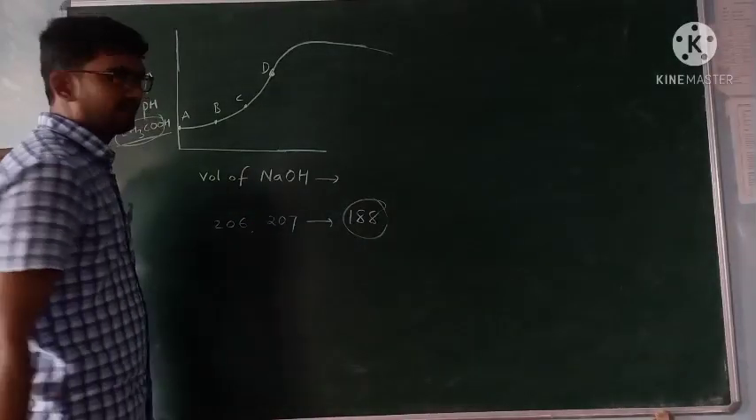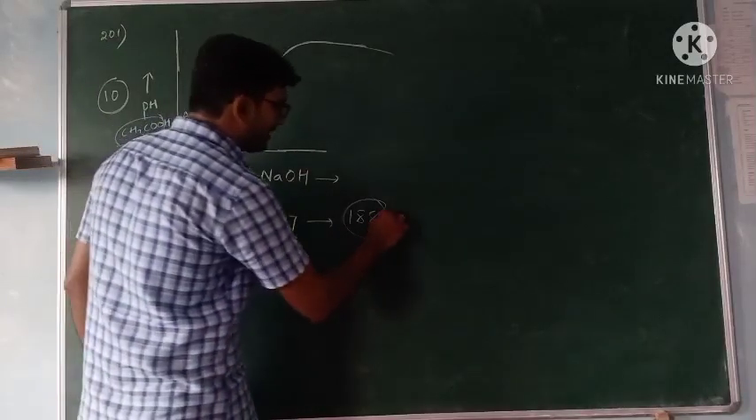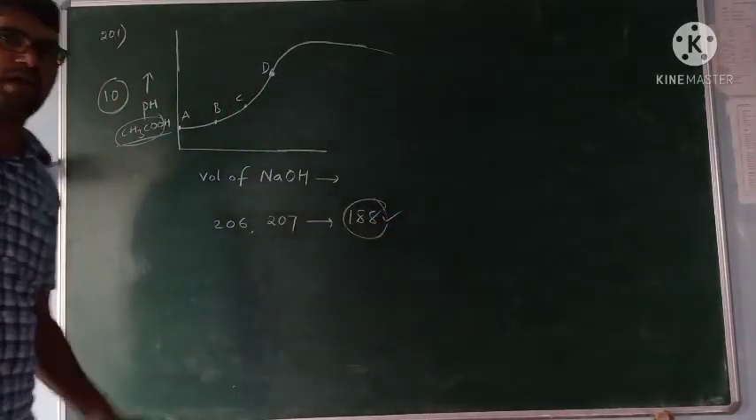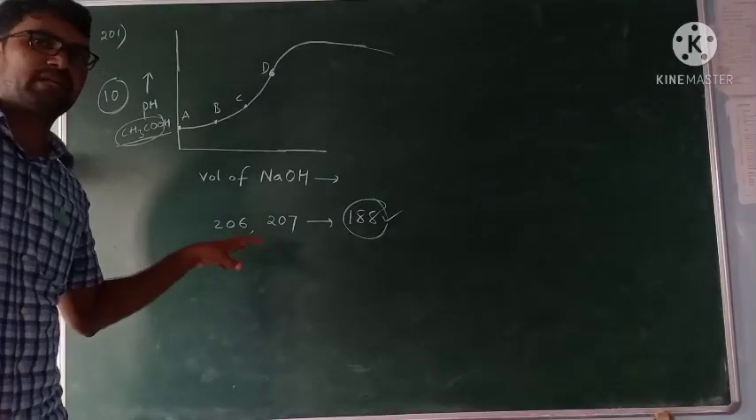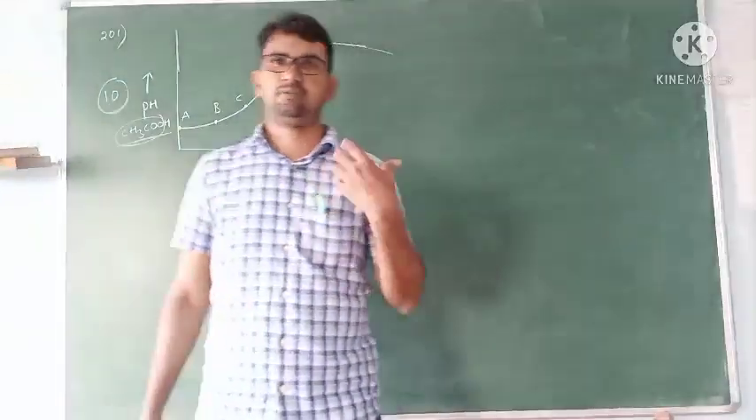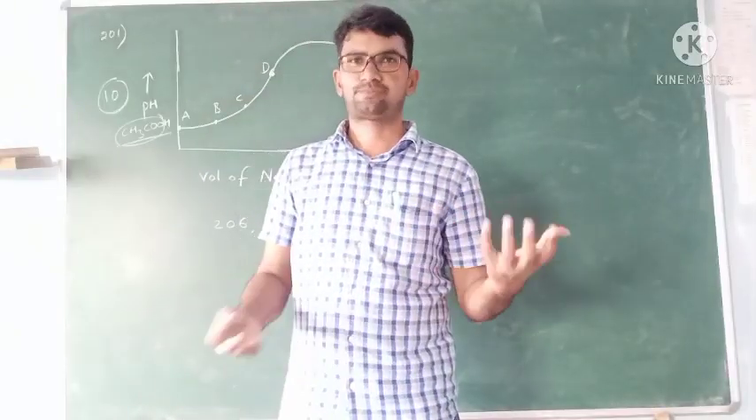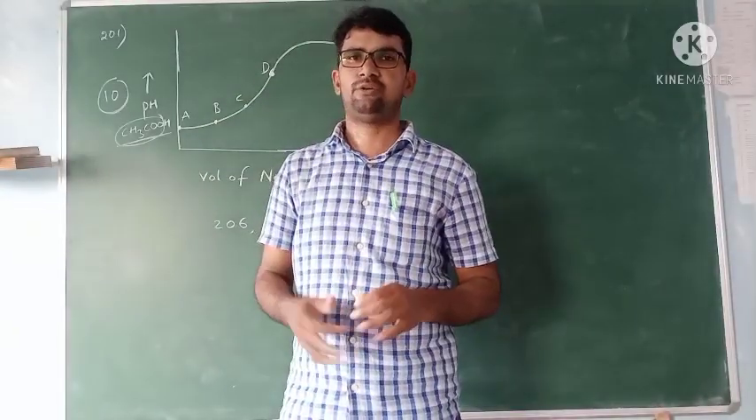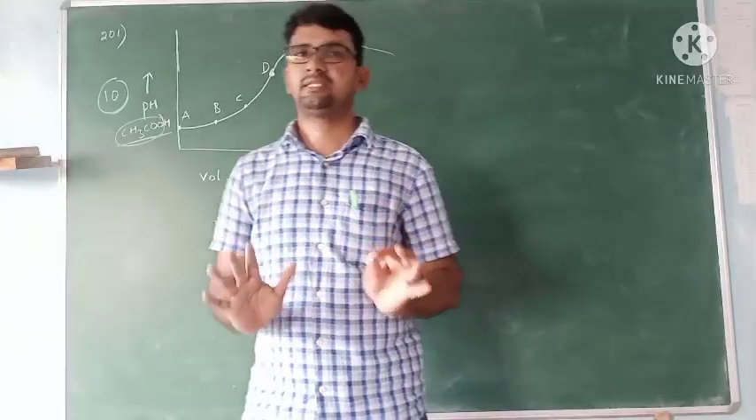206, 207. These two problems you can calculate based on problem 188. I have explained a similar type of problem. Almost all types of doubted problems I have explained. Time is also over. We will end the ionic equilibrium concept with this one.